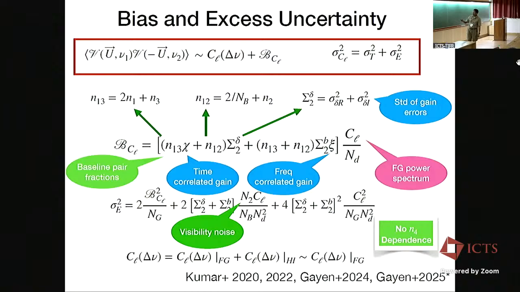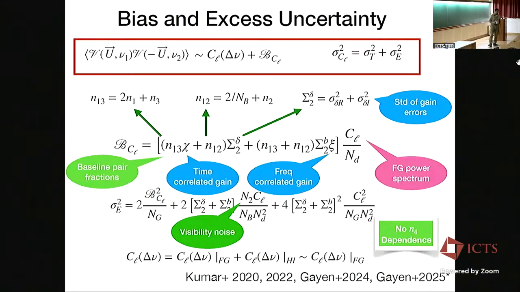And then you have the foreground power spectrum sitting over here. It's basically scaling the foreground power spectrum, which is giving you the bias. And in the case of the excess variance, you also have the noise in the visibility. The other thing to note here is that if you look at both the expressions, both B and sigma go down as a function of the number of days of observation.